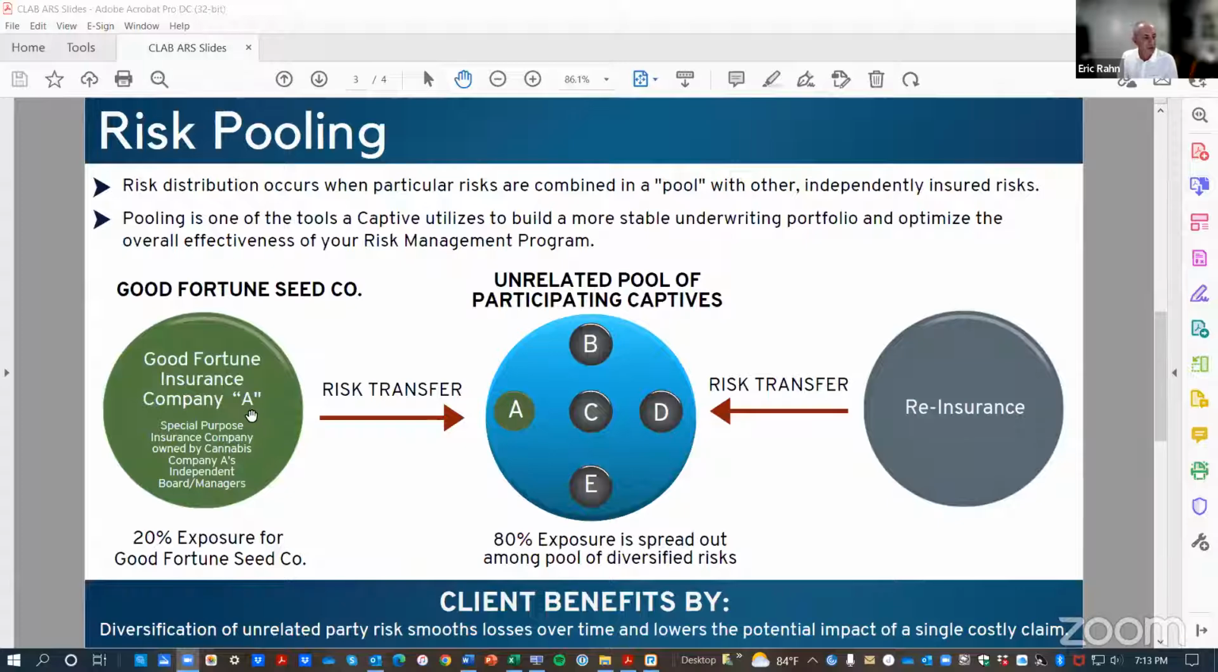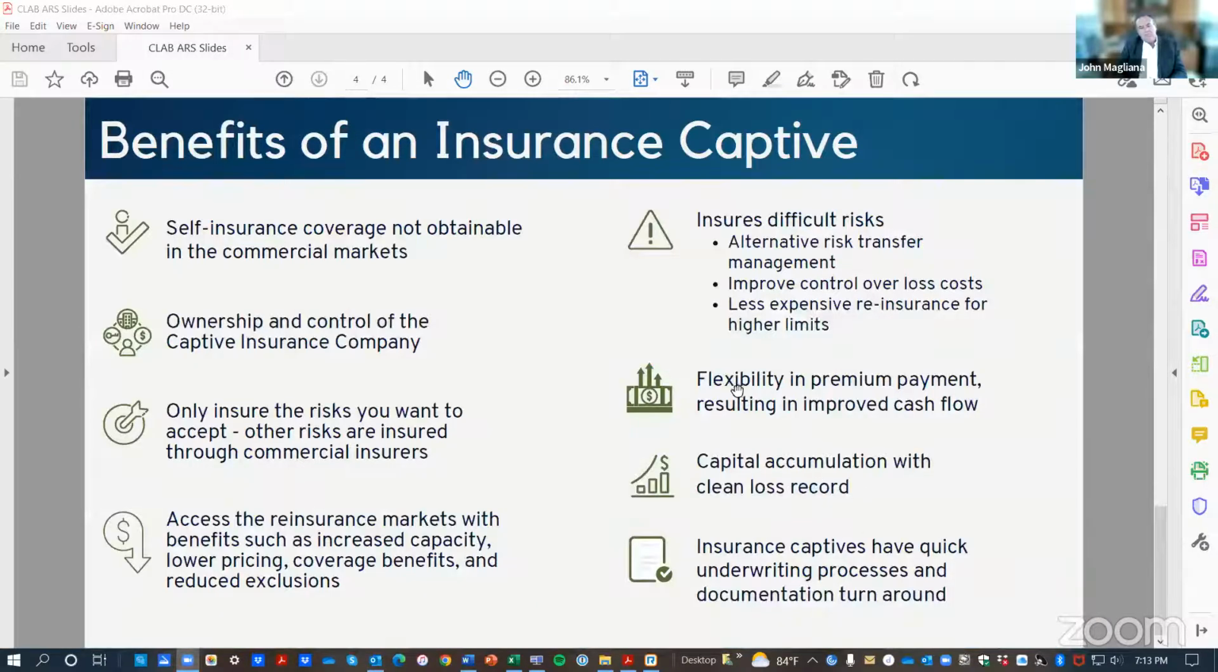So here we have Good Fortune Insurance Company. It is then placed in an unrelated pool of participant captives. So now we have critical mass. And from there, this pool goes out and buys reinsurance to sit over the pool to pay for any catastrophic events. The client benefits from the diversification of unrelated party risks, smooths losses over time, and lowers the potential impact of a single costly claim.